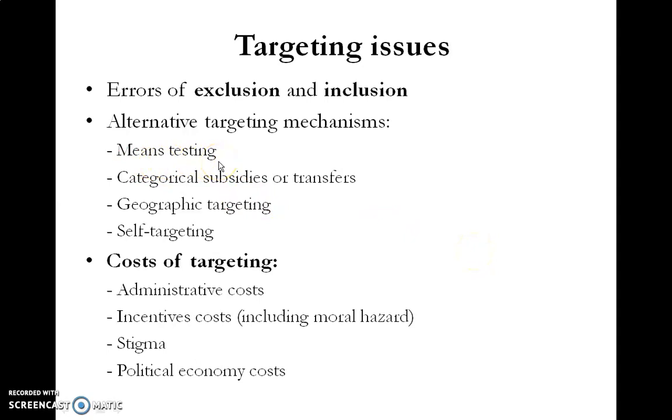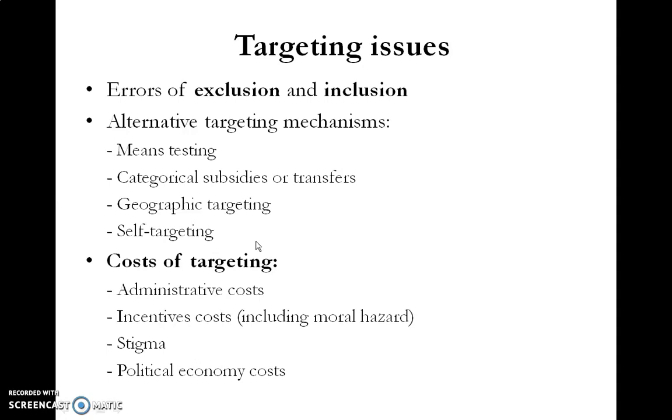There's what we call means testing, and a lot of our social grants are dependent on means testing, which is mainly dependent on how much you earn as an individual or other criteria. For example, to qualify for a disability grant, you actually need to be disabled. There could also be categorical subsidies or transfers where this type of government spending only applies to specific functional categories like health or education. There is also geographic targeting where government social spending could be targeted either at a rural area, for example, or an urban area.